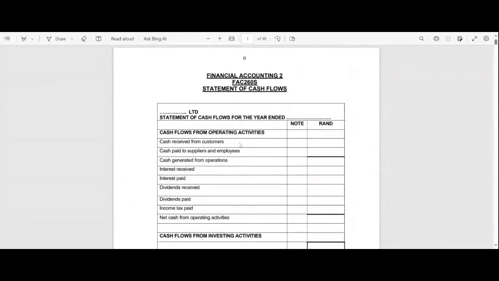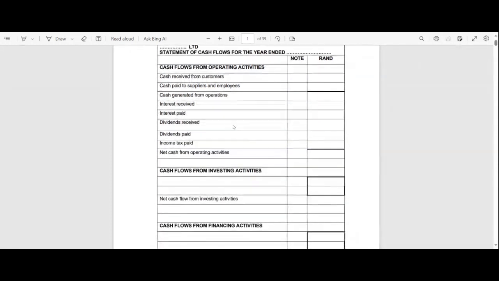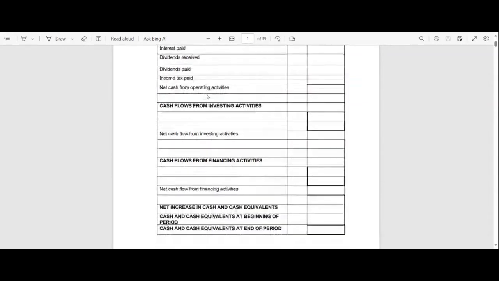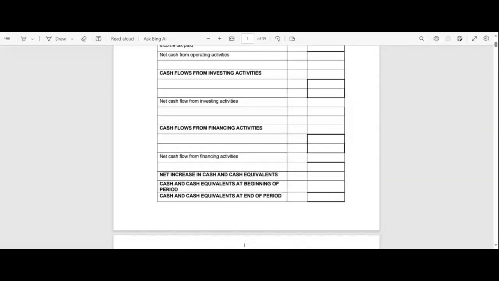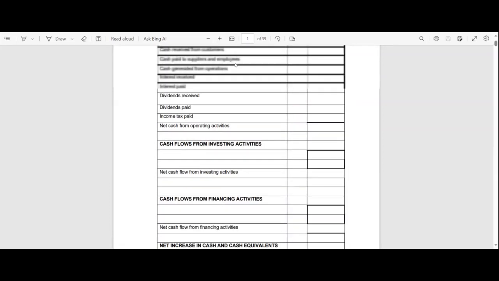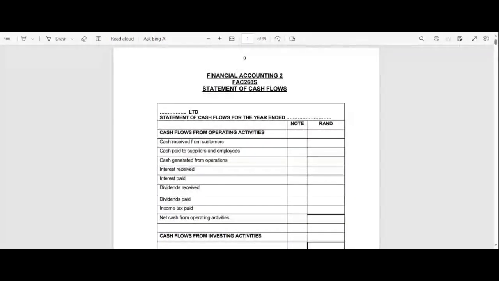Right. So, ladies and gentlemen, let us now focus on our direct method, the face of our statement of cash flows. The first thing that I think stands out here, if we just scrutinize this statement, we can see that it consists of four areas, or four sections. Let's rather call it sections, right? It consists of four sections. What are the four sections? Let us have a look. And this is normally the order in which we present it.